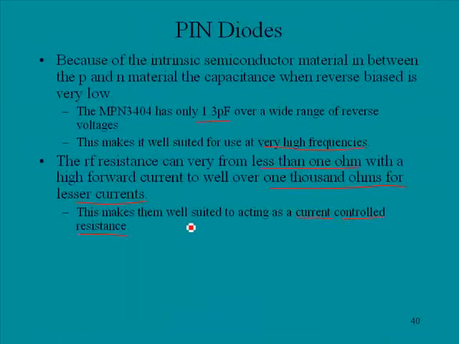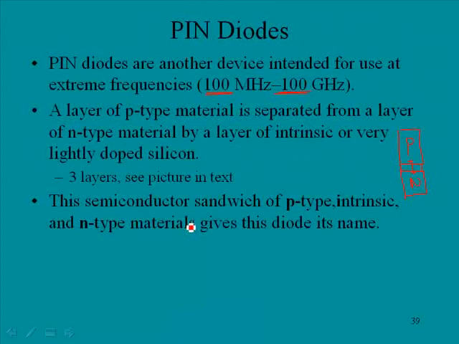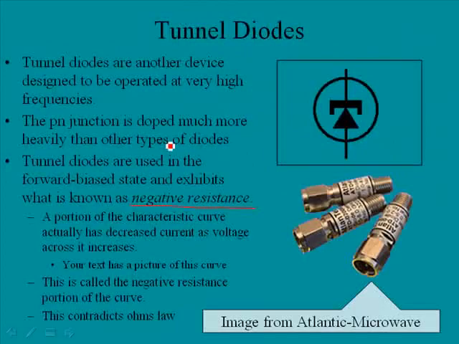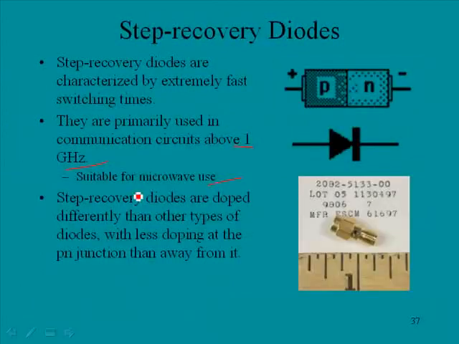So, very briefly, we looked at pin diodes, which get their names from their unique construction. We looked at tunnel diodes. They exhibit a property called negative resistance. We looked at step recovery diodes. These are very high frequency devices suitable for microwave use.